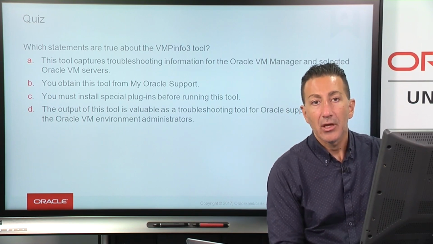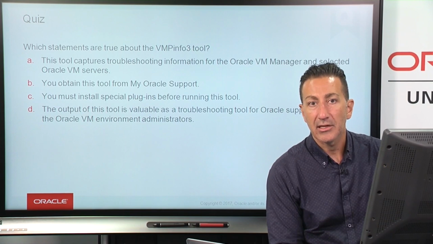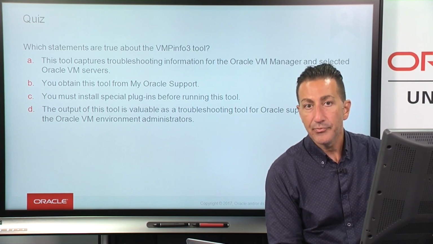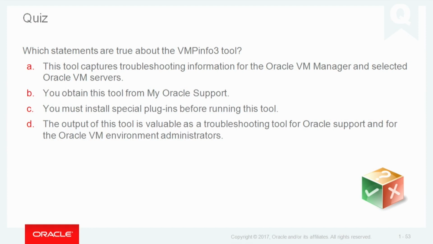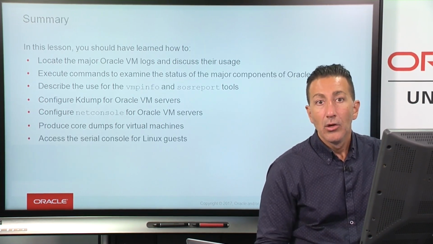Well, and for the quiz, which statements are true about the OVM Info tool? This tool captures troubleshooting information for the Oracle VM Manager and the selected Oracle VM servers. That's true. You obtain this tool from My Oracle Support. That's not true. You have this tool already installed, all right? You must install special plugins before running this tool. That's not true. It comes with all the functionality, and the output of this tool is valuable as a troubleshooting tool for Oracle Support and for Oracle VM environment administrators. That's true. Well, that's all for this lesson.